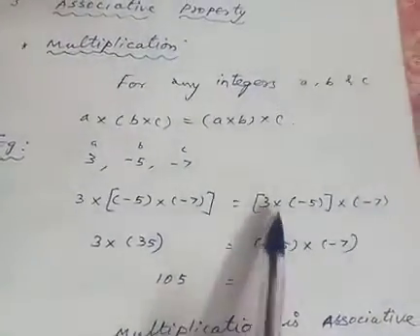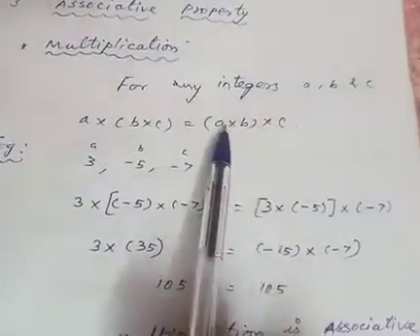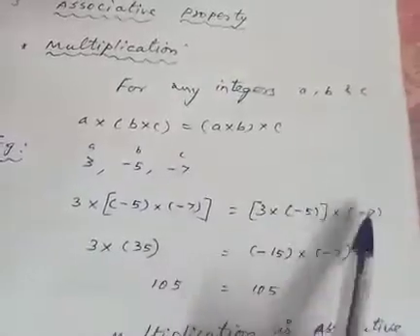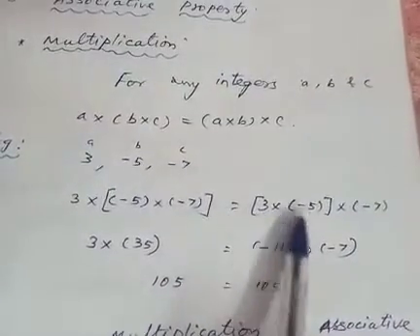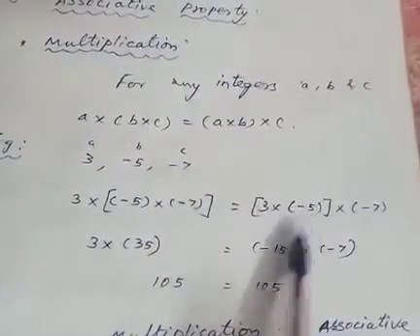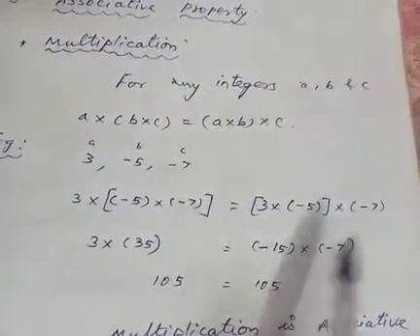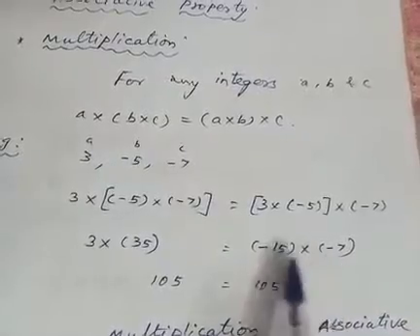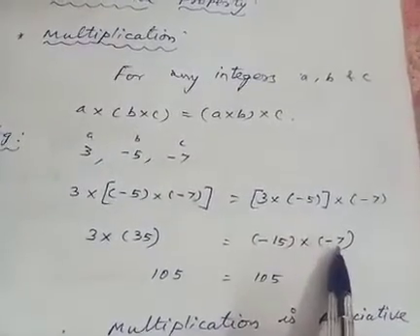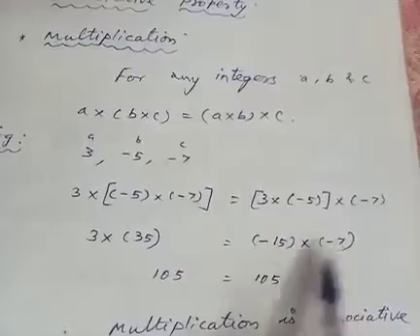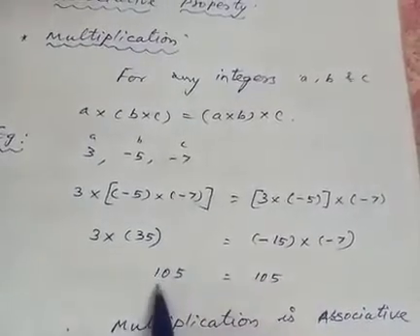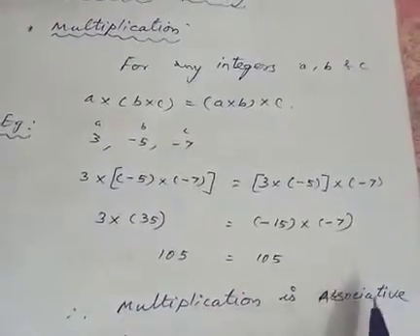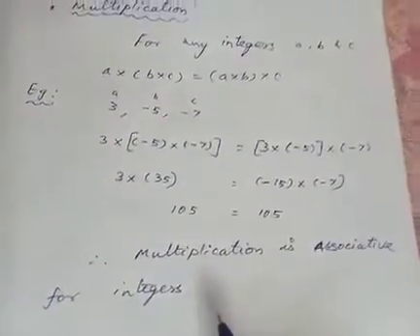So what is the right hand side? a × (b × c). So a value is 3, b value is -5, then c value is -7. So here 3 × (-5 × -7). Here the product of negative integer and negative integer is positive integer. 5 × 7 is 35, and 3 × 35 is 105. So now left hand side is equal to right hand side. So the multiplication is associative for integers.